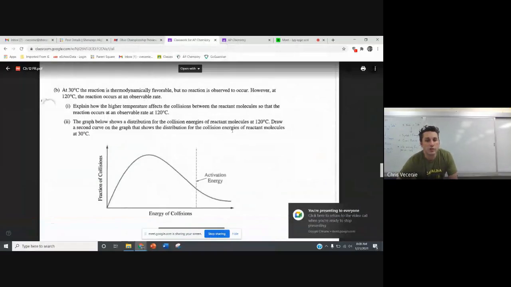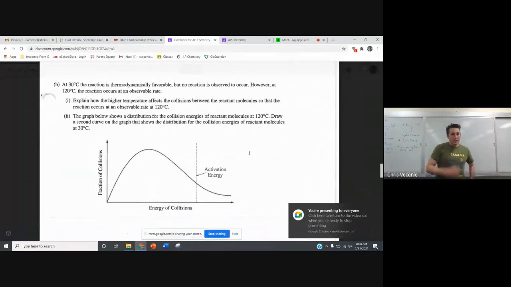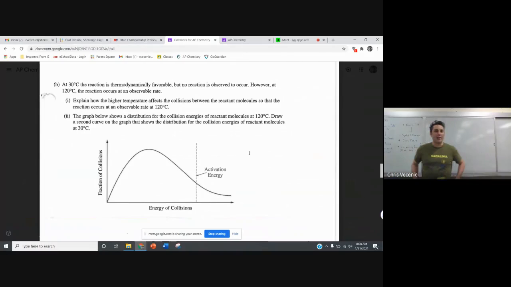Okay. All right, so if we look at these questions, these next two fall into the real short free response category. It says at 30 degrees, the reaction is thermodynamically favorable, which means it should happen, but no reaction is observed to occur. However, at 120, the reaction occurs at an observable rate, meaning it does happen. And the question says, explain how the higher temperature affects the collisions between the reactant molecules so that the reaction occurs at 120 degrees.